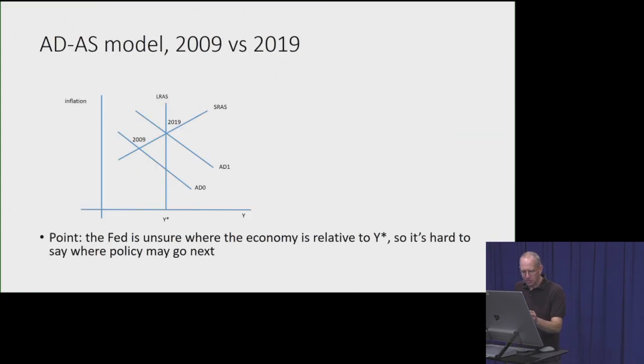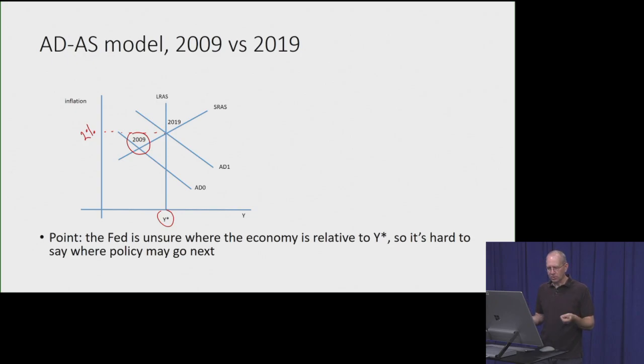And so back in 2009, we were in this situation. The economy is well below long-run aggregate supply, in other words, the maximum sustainable capacity of the economy. And inflation was well below the Fed's 2% target. So it was not unreasonable for the Fed to say monetary policy was going to be very accommodative for a long time.